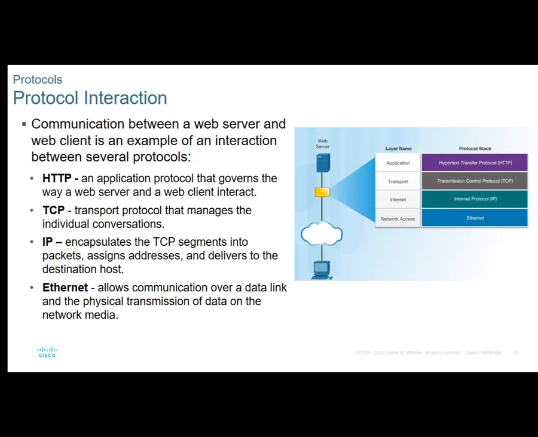All right, so protocols and interaction: a communication between a web server, for instance, and a web client is an example of an interaction between several protocols. You guys probably know this, but HTTP is an application protocol that governs the way a web server and the web client interact. When you type in http://, you're actually defining the protocol. TCP is a transfer protocol that manages the individual conversations. IP encapsulates the TCP segments into packets, assigns the addresses, and delivers to the destination host.